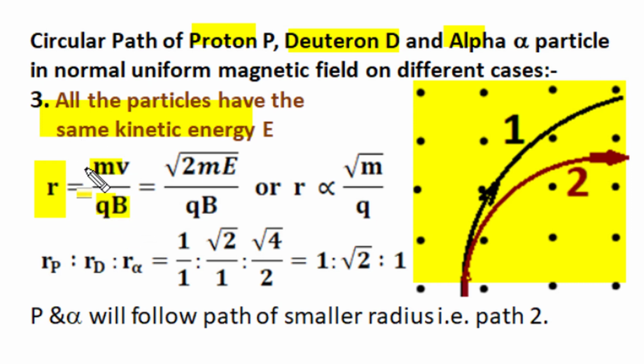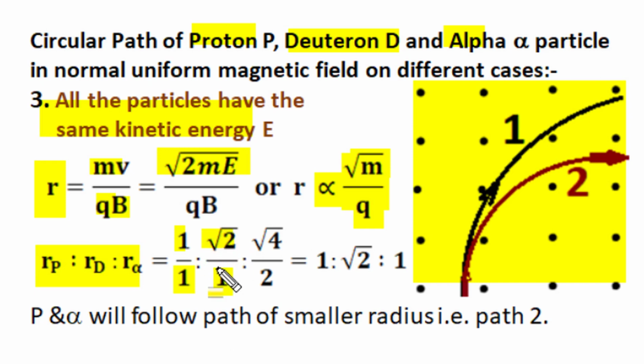Now in place of linear momentum, we can write root of 2 times mass and energy. And since all three particles have the same energy and enter the same magnetic field, this radius of the circular path becomes proportional to root of mass divided by charge of the moving particle. For the three particles proton, neutron and alpha, the ratio of radius is given as: for proton, mass is 1 unit and charge is also 1 electronic charge, and for neutron, having 1 proton and 1 neutron, mass is 2 unit and charge is only of the proton, 1 unit.